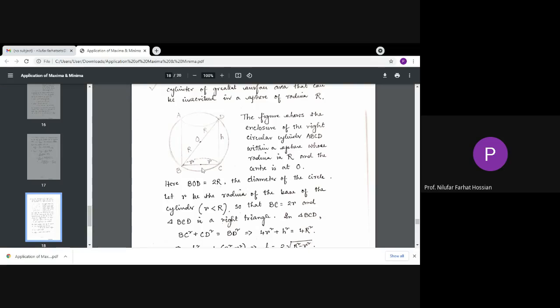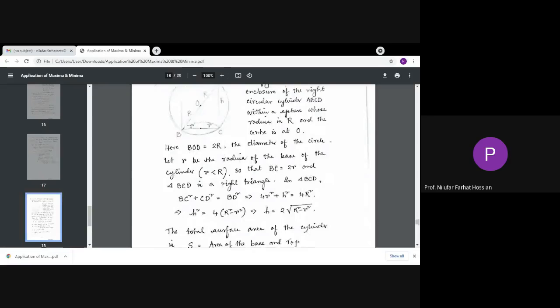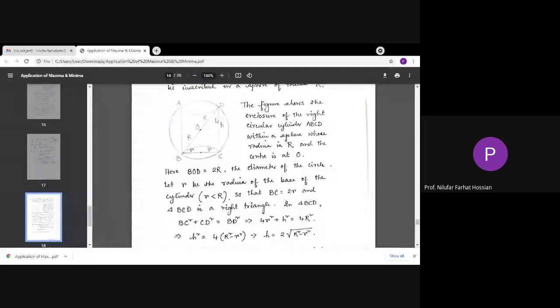Now, let us suppose that the radius of the base of the cylinder is small r. Let small r be the radius of the base of the cylinder, where definitely small r must be smaller than the capital R, otherwise it is not possible to describe the cylinder inside the sphere. So BC equal to 2r, yes, this side will be 2r, and this side is 2 into capital R. Suppose that the height of the cylinder be h.